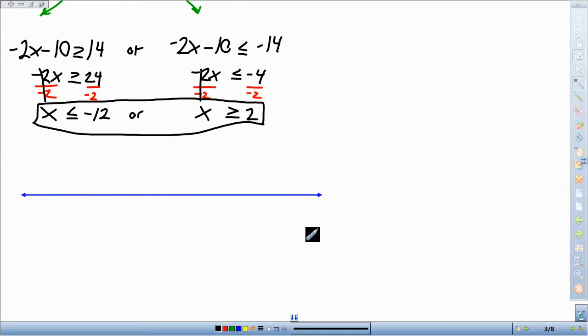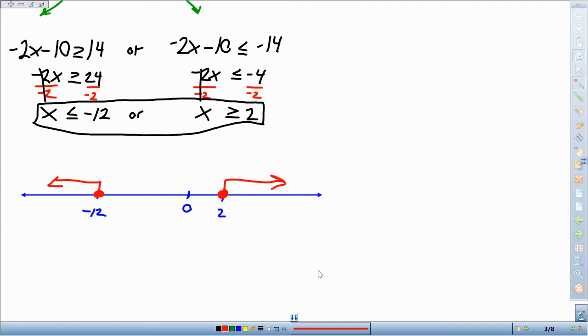Okay, go ahead and draw yourself a number line here. I'm not going to go too crazy on this thing. I'm going to put negative 12 over here, positive 2 over here, and just 0 about here, just to give it some context. Okay, so let's see what happens. X is less than or equal to negative 12. Well, less than or equal to means it's a closed dot, less than going to the left. X is greater than or equal to positive 2. That means another closed dot, greater than goes to the right.